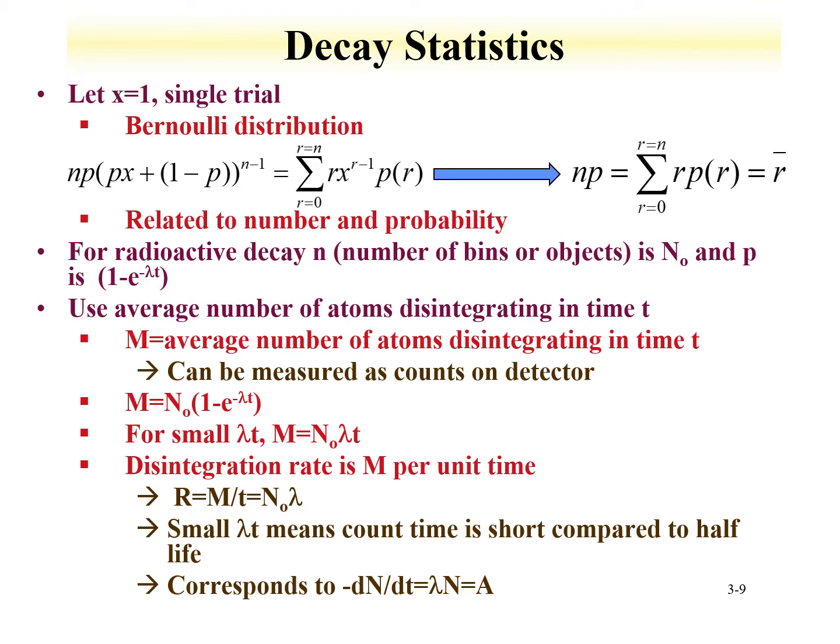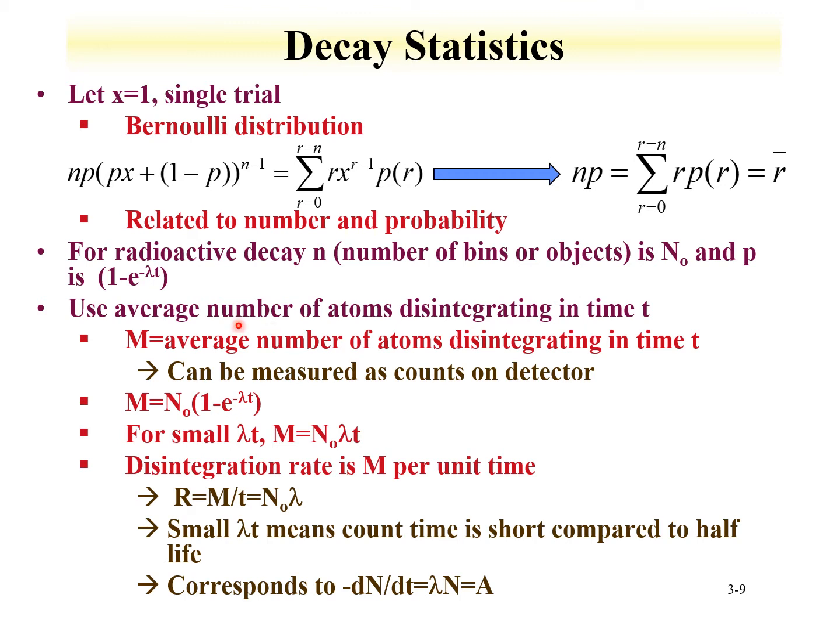So we can use an average number of atoms disintegrating in a given time, where m will be this average number of atoms disintegrating in a time t. This can be measured as counts on a detector. It's not really disintegrations because detectors don't measure all the counts. So there's a difference between a count rate and an actual decay, because of the detector efficiency. But we can certainly use counts as a stand-in.